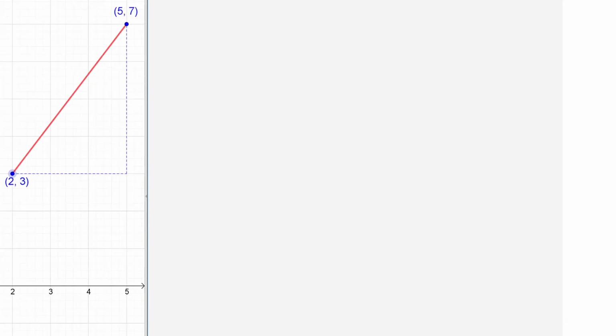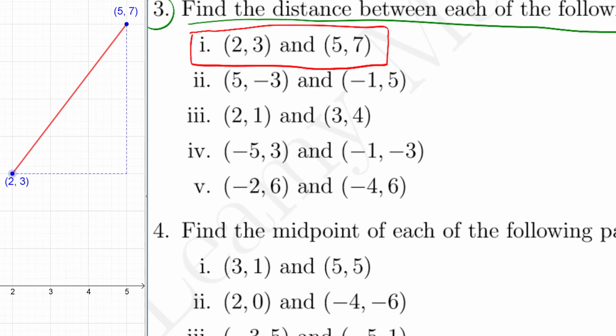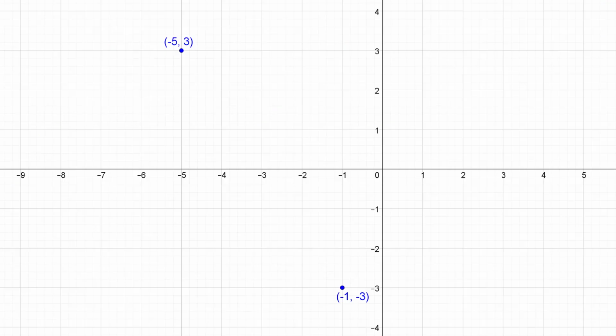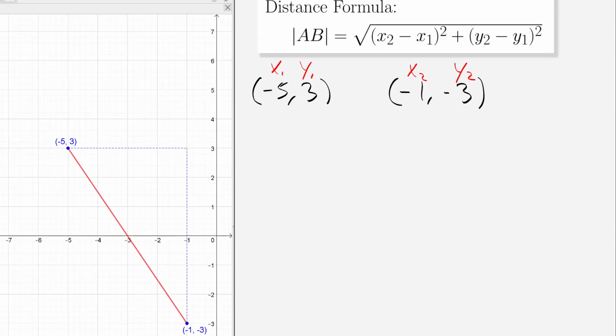Let's have a look at one more example here. I'll go through part 4 here, from the point minus 5, 3 and the point minus 1, minus 3. So we have the point minus 5, 3 and minus 1, minus 3, and we want to get the distance between these 2 points. Once again, we're going to use the same formula, and as I've already said, the formula is really just a version of Pythagoras theorem.